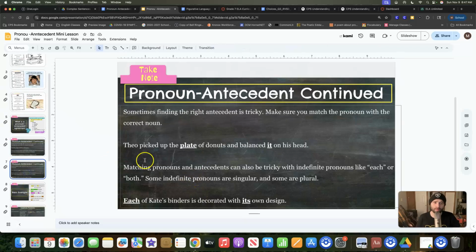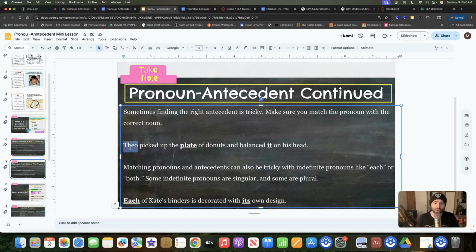So continuing that a little bit more, sometimes finding the right antecedent is tricky, so make sure you are matching the pronoun with the correct noun. So here we have Theo picked up the plate. Well, Theo is a noun. Okay, he picked up the plate of donuts and balanced it on his head. So here we are finding this pronoun, it. And what is it referencing? It is not referencing Theo. Theo is not an it. Theo is a person. It is referencing the plate.